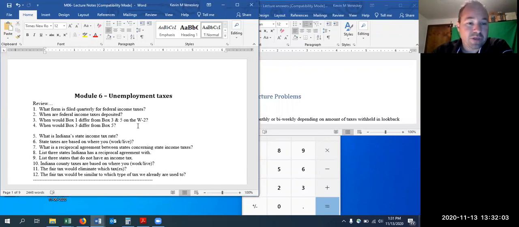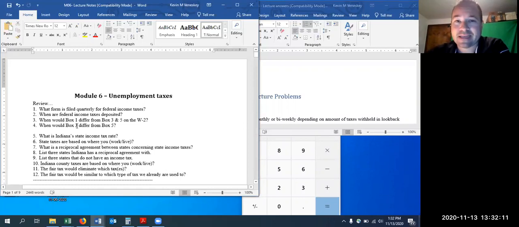When would box 3 differ from box 5? Well, that's only going to happen when you've hit the Social Security cap. Box 3 will stop at the cap, and for our class, 137,700. And box 5 will just keep going, showing your total taxable wages.